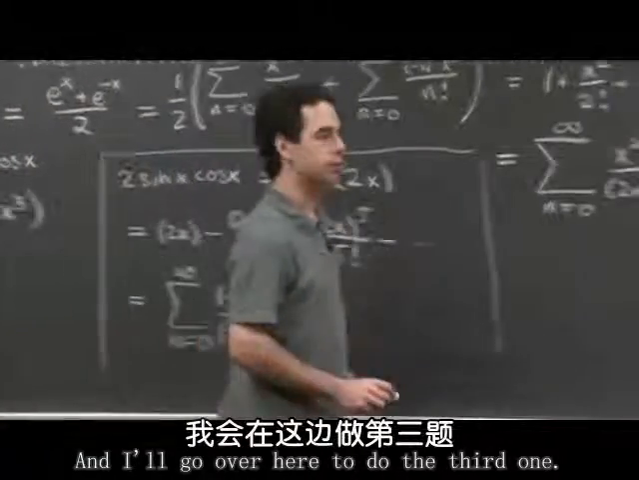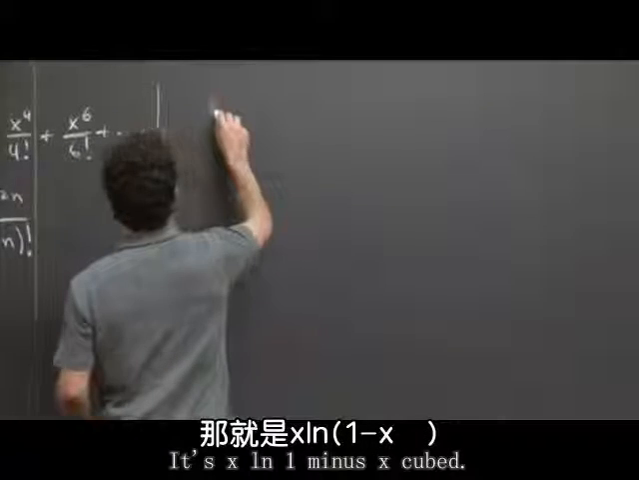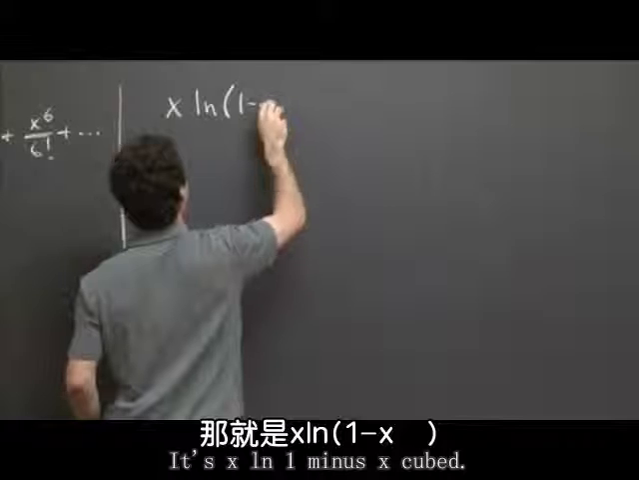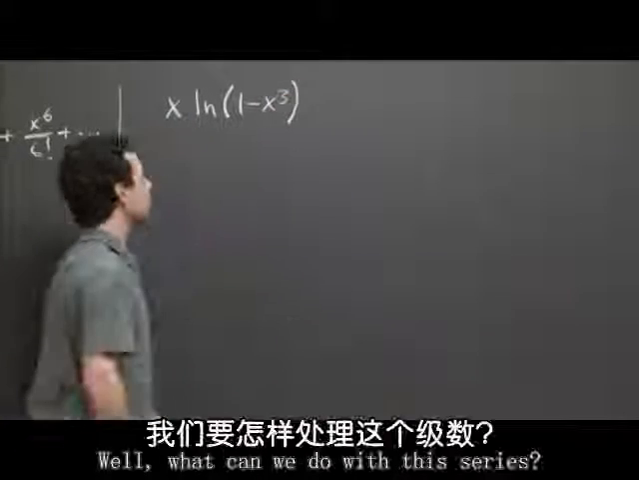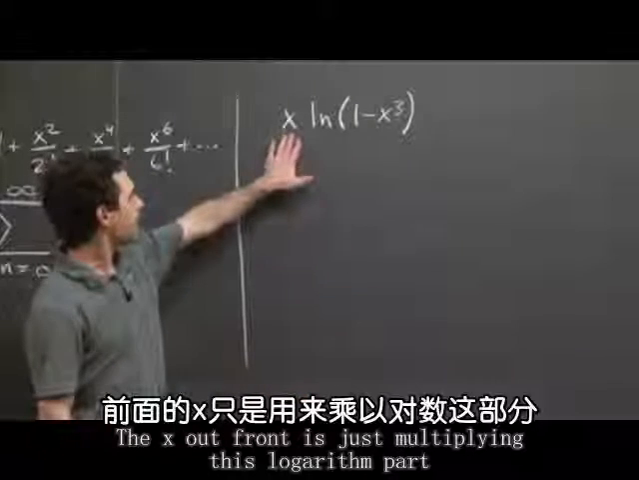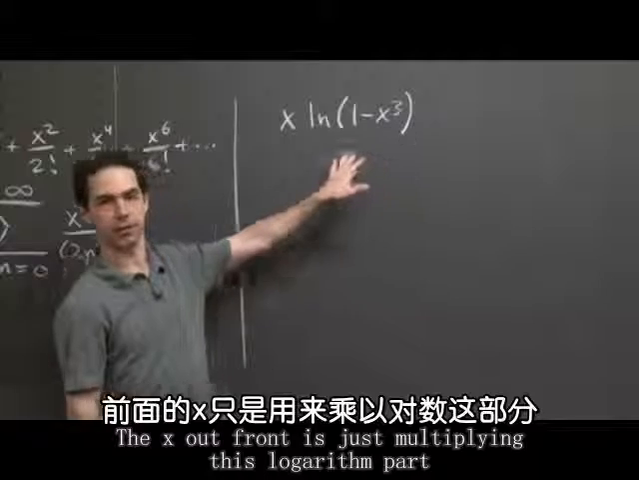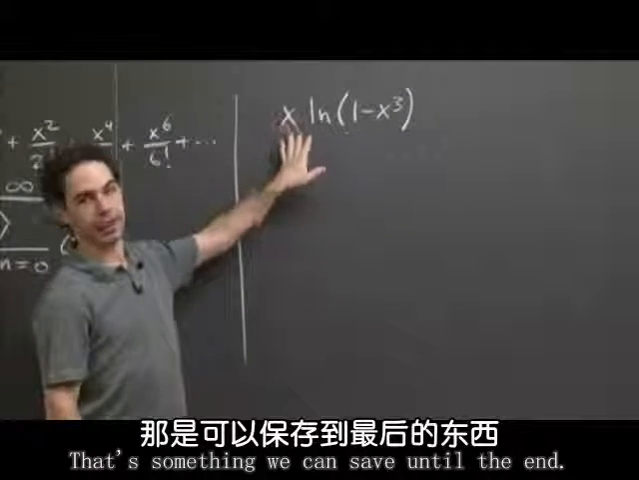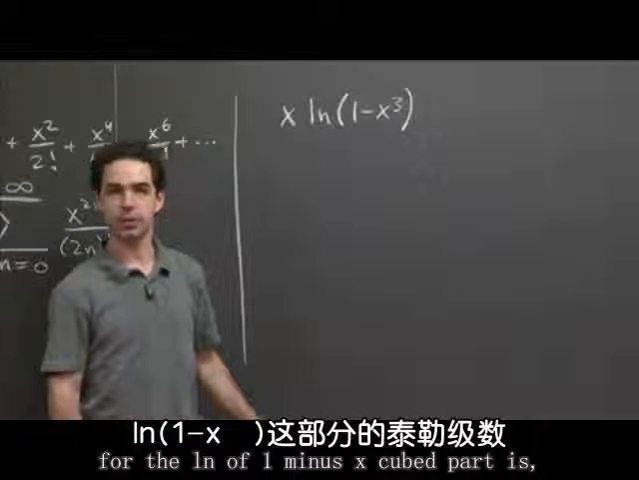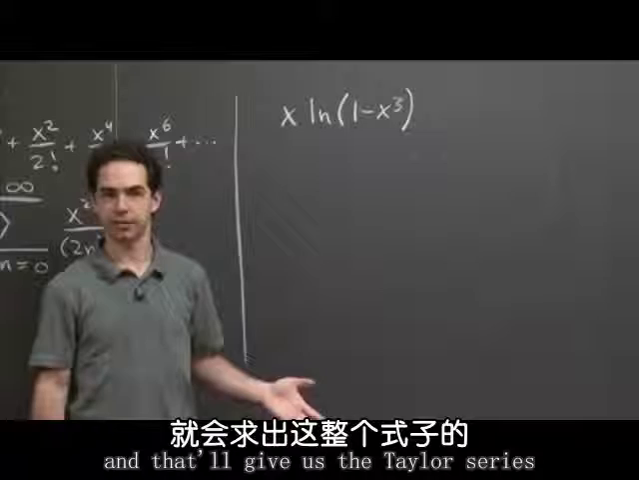And I'll go over here to do the third one. So what is the third one? It's x ln(1 minus x cubed). Well, what can we do with this series? The x out front is just multiplying this logarithm part. That's something we can save till the end. If we can figure out what the Taylor series for the ln of 1 minus x cubed part is, then we just multiply x into it, and that'll give us the Taylor series for this whole thing.